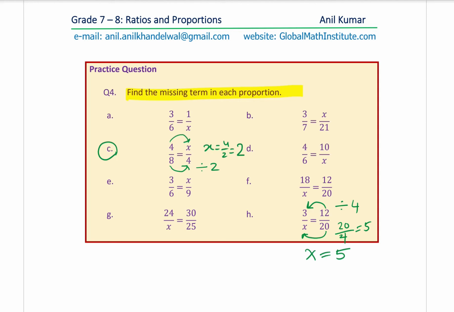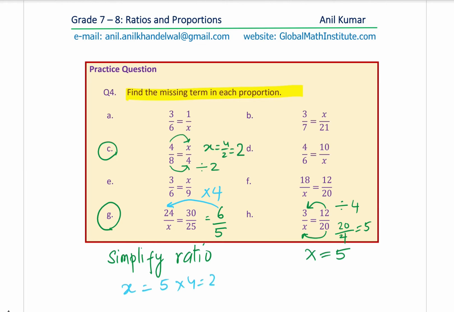Question G is slightly tricky. Now in this case, directly finding an answer is not easy. However, you can simplify this. So write simplified form. So 30 over 25 could be written as 6 over 5. And now it is easier, correct? So to get the value of x, we can go from 6 to 24 by multiplying by 4. And therefore we get x equals 5 times 4, which is 20. And that is how you're going to do it. So this is the way to solve such questions. Clear?